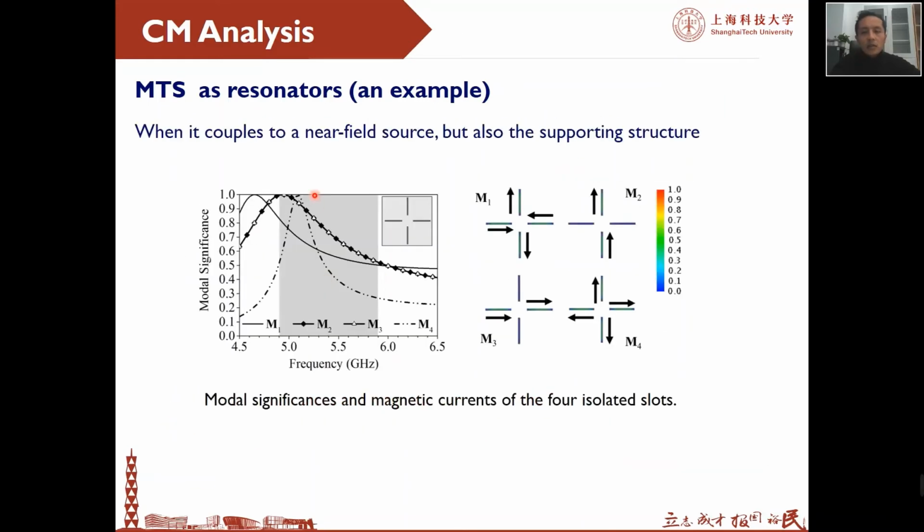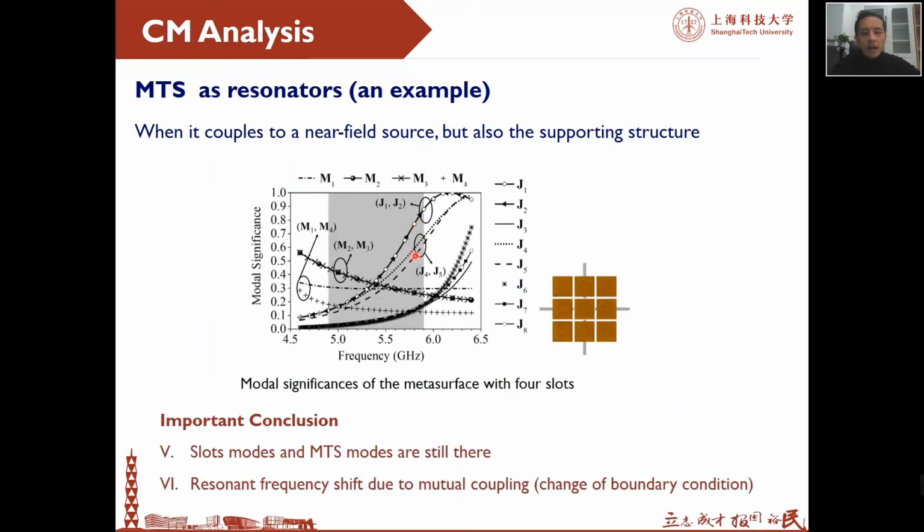The second is we're going to consider the coupling when it couples to a near field source, not only to the source but also the supporting structure. Let's say a slot. These are not the 4 dipoles, but 4 slots cut over an infinite ground plane, like just look like this. And we analyze using the CMA as well. We find we have 4 modes here at the lower frequency, and they have a different symmetry, very closely spaced. So when the slots are very close to the metasurface, what we have is here.